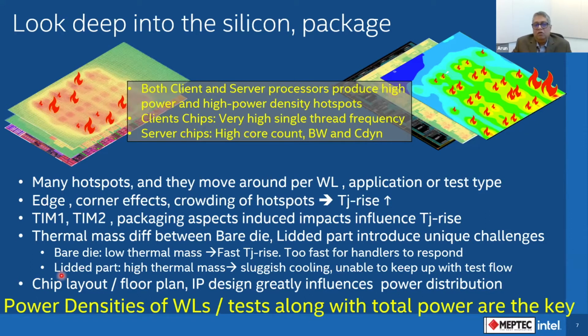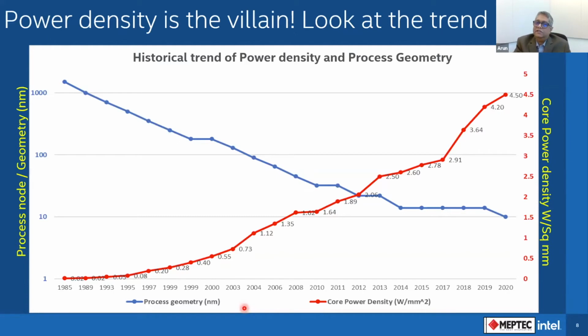Finally, the chip layout, floor plan, IP design greatly influences power distribution. Our power densities of the various working load to test along with the total power is the key here, okay? So let us look at the historical trend of the power densities and geometry here. I started somewhere here, 1999, Pentium 4, I think it's about 130 nanometer, but even before that, the process node is coming down. This is typical Moore's law and all the way up to 10 nanometer.